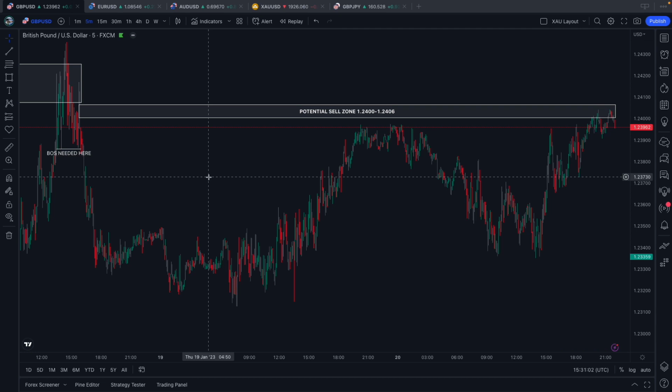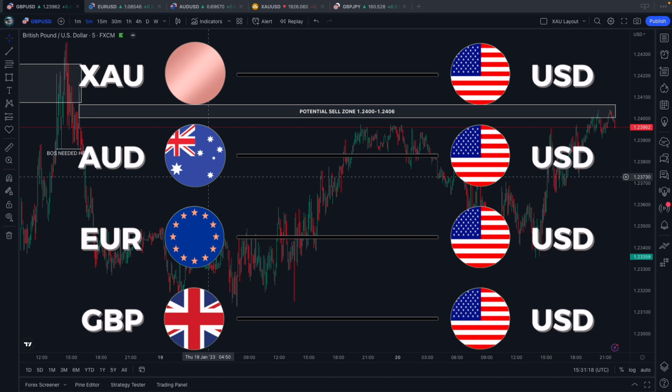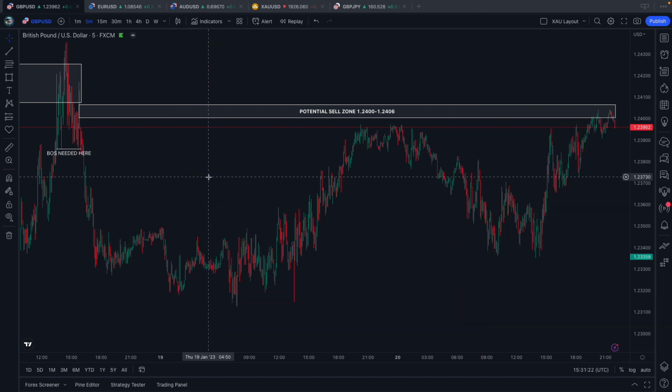What I'm going to do now is go through some of the pairs that I am looking at trading this current week, go through my analysis, give you some zones and areas to look out for, and then obviously you can go and apply that to your own charts and do with the information as you please. So what I'm going to go through today is the usual: XAU USD, AUD USD, EUR USD, and Great British Pound to the US dollar. And I may touch on the Great British Pound to the Japanese yen as well, just to conclude the video.